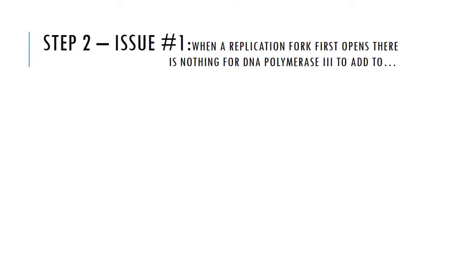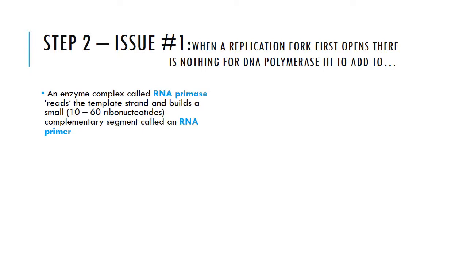Now that we understand that in order to add new nucleotides to our growing strand, we need a 3' end available for DNA polymerase 3 to add to, maybe you've already thought about what one of our issues might be in the initial stages of the replication process. So hopefully you already thought about this. When the fork first opens, there's nothing there. There's no 3' end for DNA polymerase to attach to.